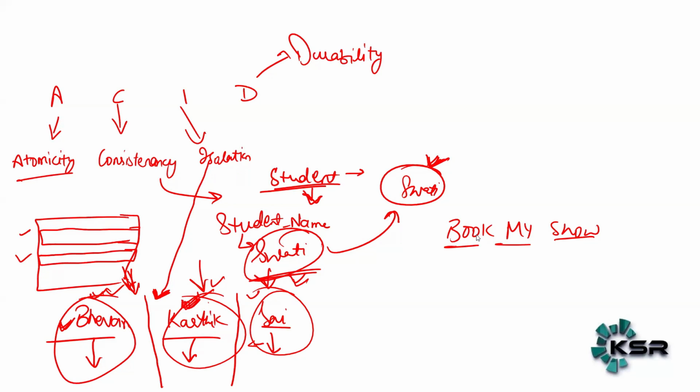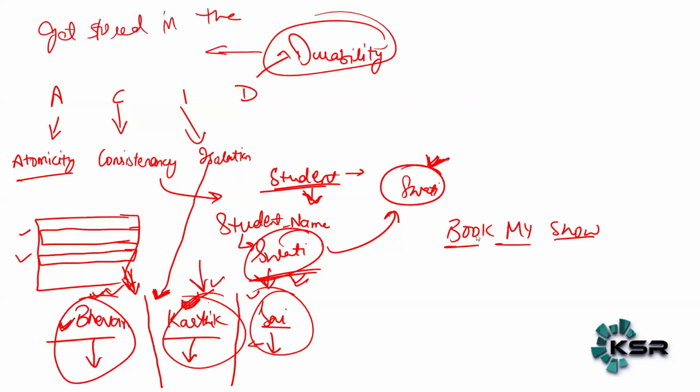So this is isolation. So, clear with atomicity, consistency, isolation, guys? Yes. Okay. So now the final thing is durability. Durability means whatever you are doing in the transactions, in the operations, it should get stored in the database permanently.